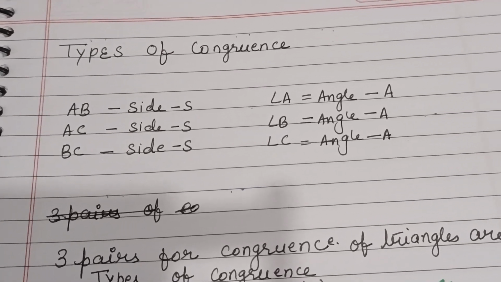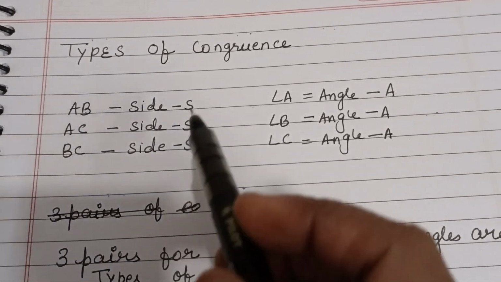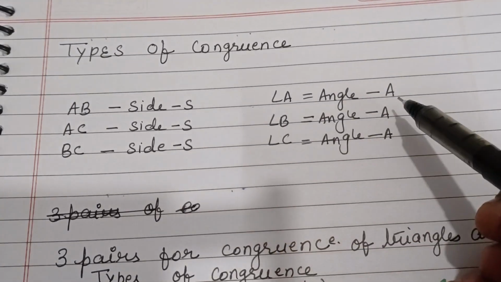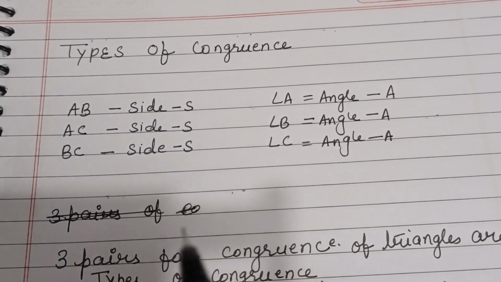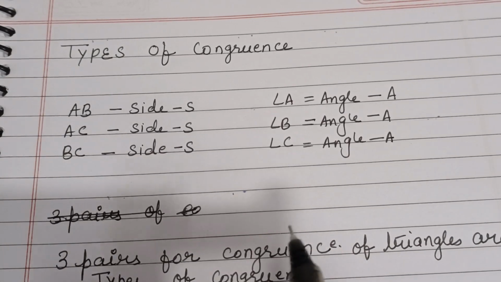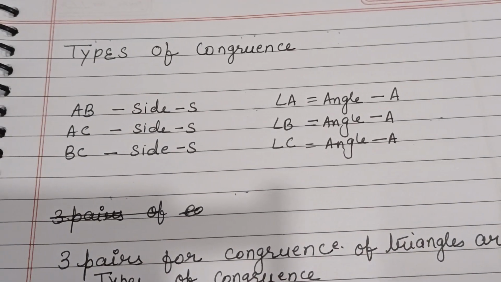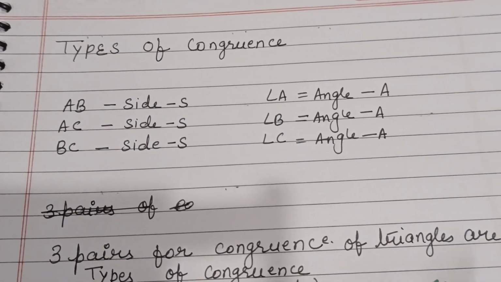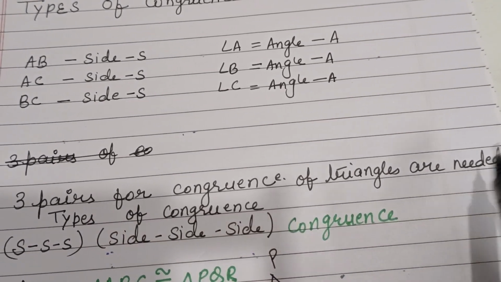Okay, now I am going to talk about the types of congruence. As we all know, in any triangle there are three main sides and three main angles. Out of these six items, I need to use only three pairs, and only three pairs are required to prove one triangle equal to another triangle. In that way, the two triangles can be proved congruent to each other. So basically, three pairs are needed for congruence of triangles.